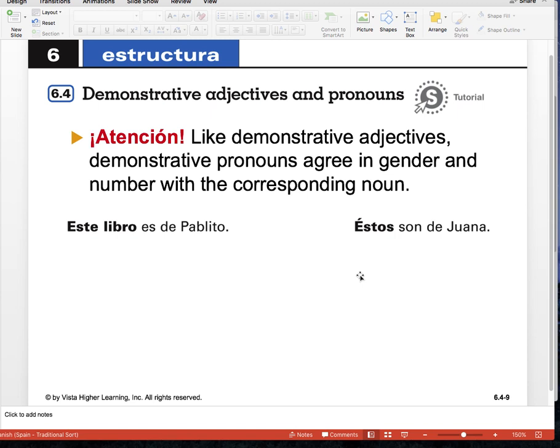So like demonstrative adjectives, the pronouns also agree in gender and number with the corresponding noun. So again, if you're not going to mention the noun, the demonstrative adjective still has to agree. So look at these examples. Este libro es de Pablito. Estos son de Juana. So estos is referring to a group of books.